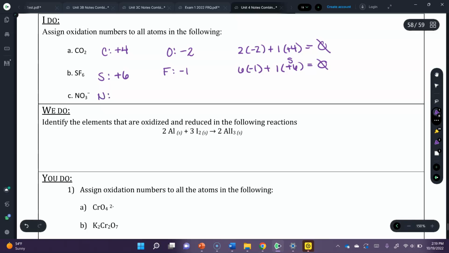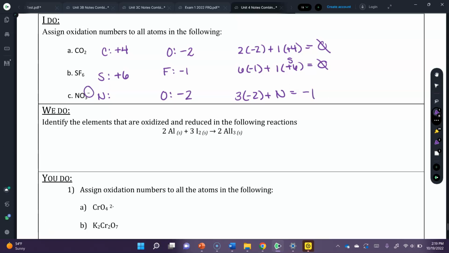Now looking at nitrate, we have nitrogen and we have oxygen. Once again, oxygen gets -2, and we can use some algebra to find nitrogen's. So we have 3 -2 charges plus nitrogen's oxidation state has to equal the overall charge on the polyatomic ion of -1. Solving for N, you should see that N is equal to a positive 5. And so those are our oxidation states, or oxidation numbers, for these atoms in these compounds.